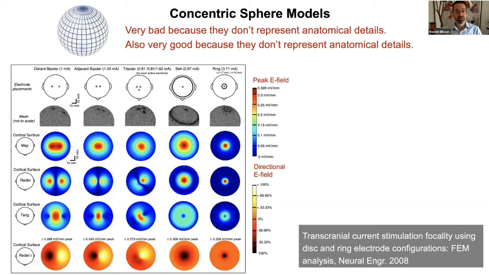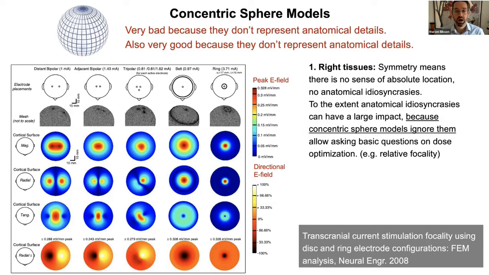Radial current can also be divided into radial in, flowing into the brain, or radial out, flowing out of the brain. And so you can see we can go from cortical surface radial to cortical surface radial plus or minus, and now we get a sense of directionality. Under the anode, the positive electrode, current is flowing in. Under the cathode, current is flowing out, and it's rather symmetrical in this case.